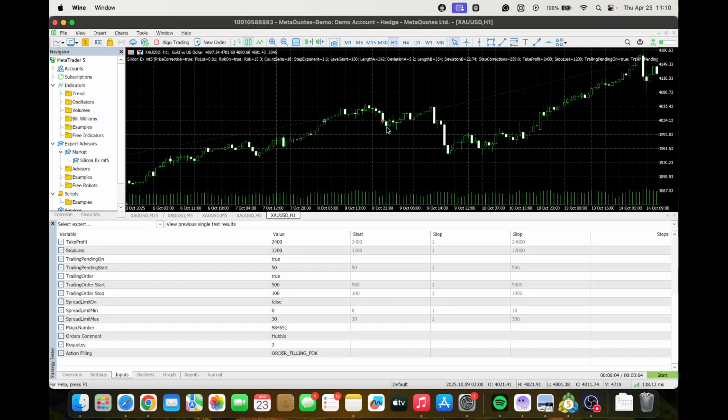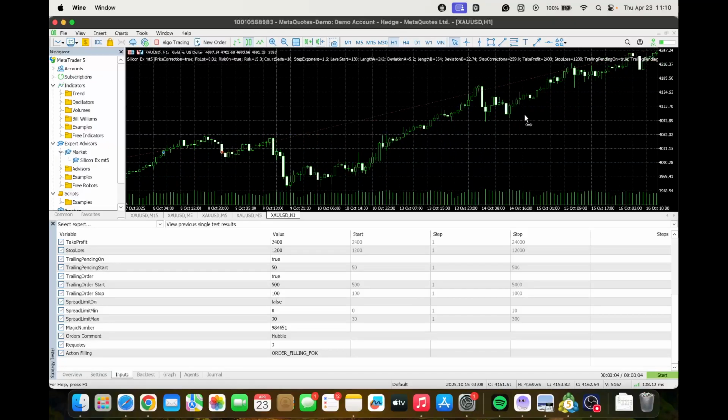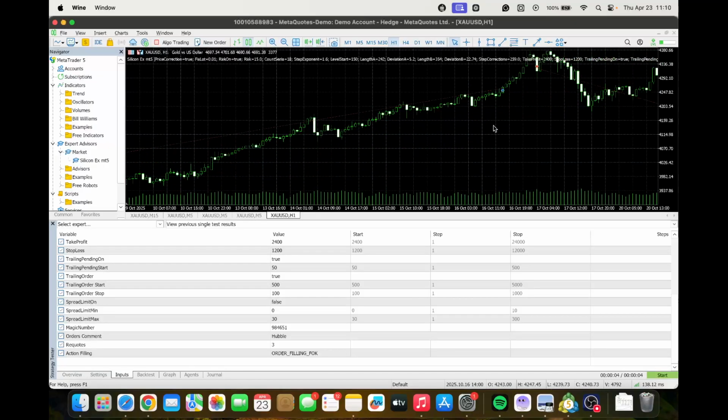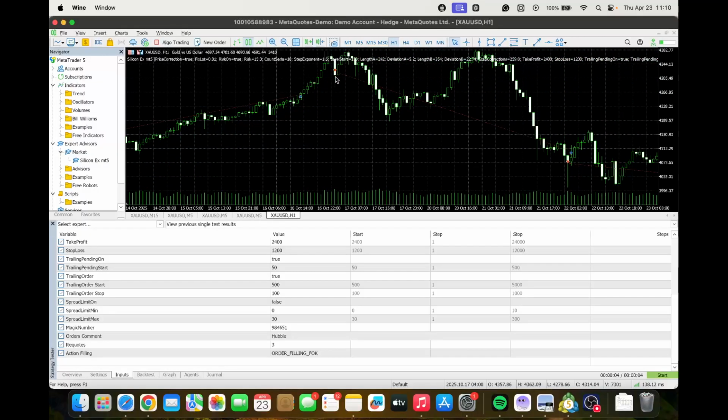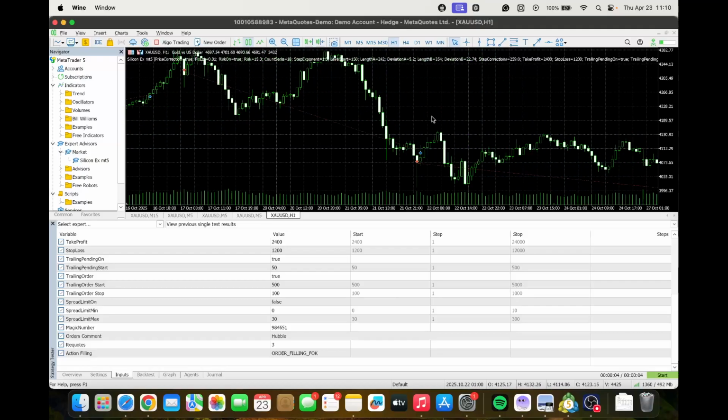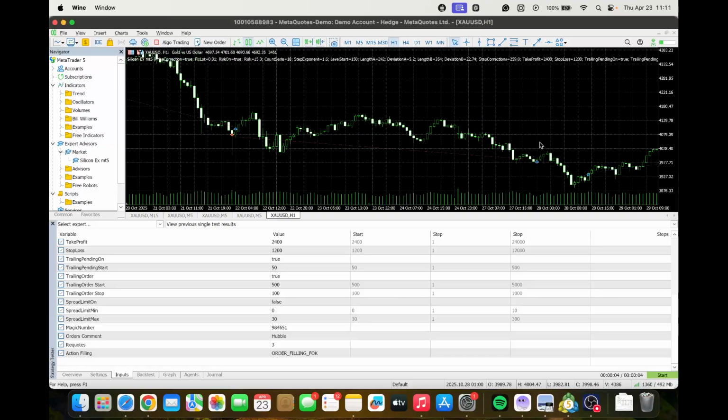You can see this was a sell trade which was opened, and it held this losing position for days. So you need to be comfortable with seeing such scenarios happen. You can see this sell also, which ended up in a profit, but it held on for days. And that's just basically how the expert advisor works.